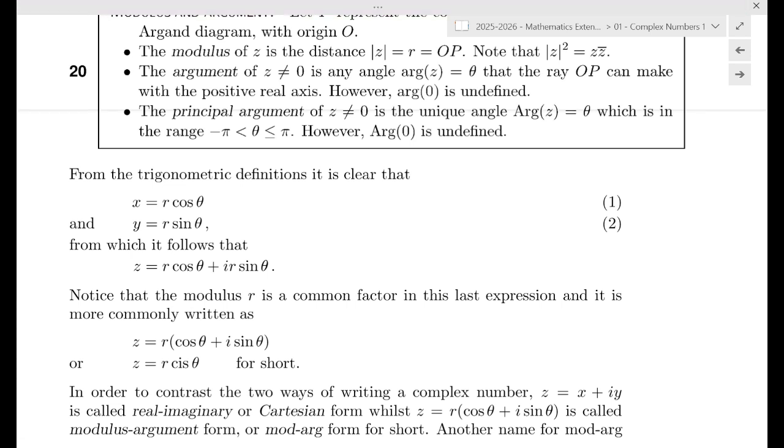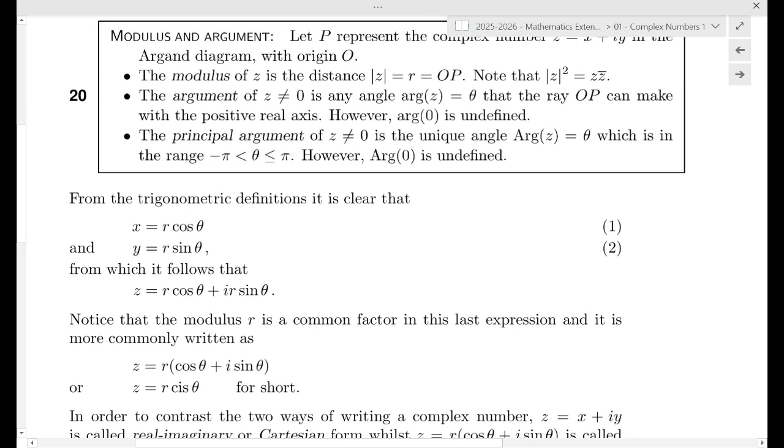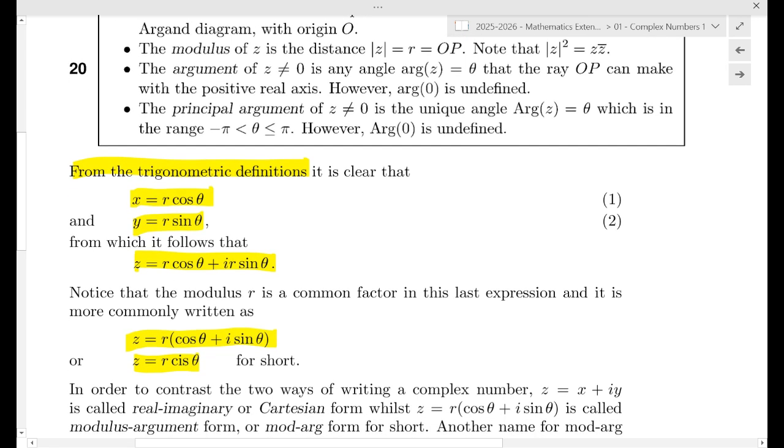So what we're going to do is, I haven't highlighted anything there, so I'm going to highlight some stuff now. From the trig definitions, x is r cos theta and y is r sine theta, which means z equals r cos theta plus i r sine theta. We'll take out a common factor, and then we'll just shorten it. And the bit to get out of that, z equals x plus iy, is called real imaginary or Cartesian form. We normally refer to it as Cartesian form, while cis form is the Mod Arg form.